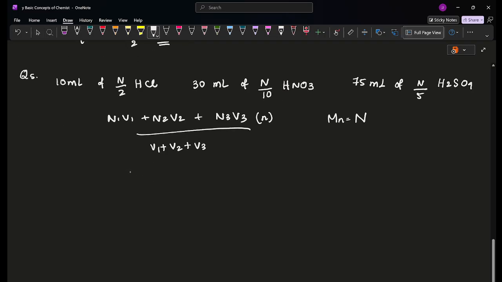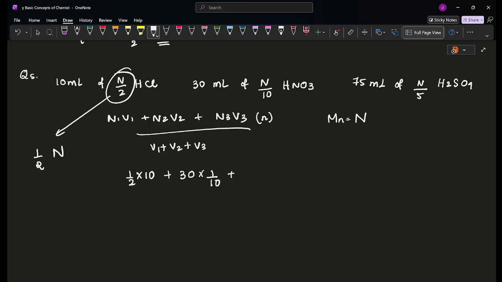And N1 is 1 by 2 into 10. Okay, there is a mistake I usually made, which is taking N by 2 as N by 2 and thinking what is normality. But that's completely wrong, because N by 2 is nothing but 1 by 2 normal. That's something most of us could get confused about. So 1 by 2 into 10 plus 30 into 1 by 10 plus 75 into 1 by 5, this one into 2, divided by the total volume.